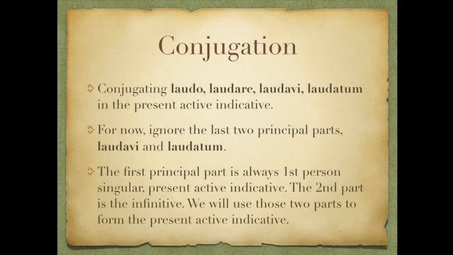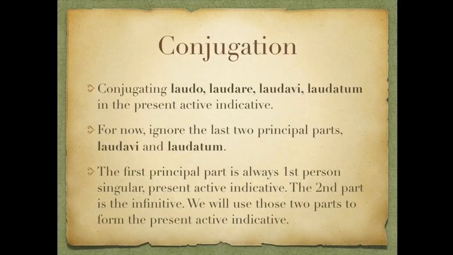So we'll start conjugating our first conjugation verb, laudo, laudare, laudavi, laudatum, in the present active indicative. So for now, just ignore those last 2 principal parts. We don't need laudavi or laudatum yet. As you memorize your vocabulary, go ahead and memorize them, but just realize we're not going to use those until we get to the perfect tense.